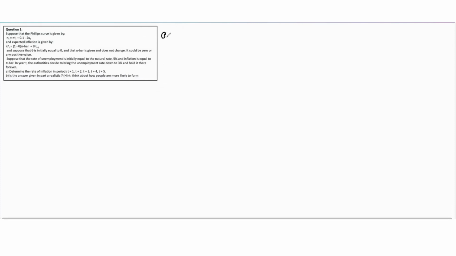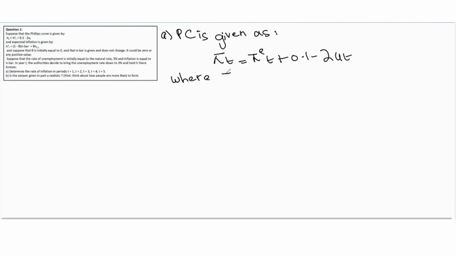So we're told the Phillips curve is given as in the textbook, as pi t is equal to pi e t plus 0.1 minus 2 u t. This is the Phillips curve. Where we're told that pi e t is equal to, this is how it's in the text as well, 1 minus theta pi bar plus theta pi t minus 1.